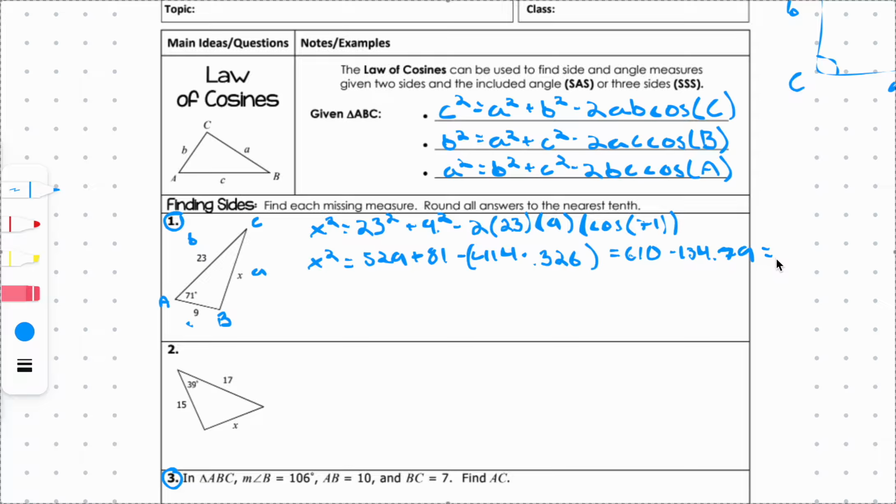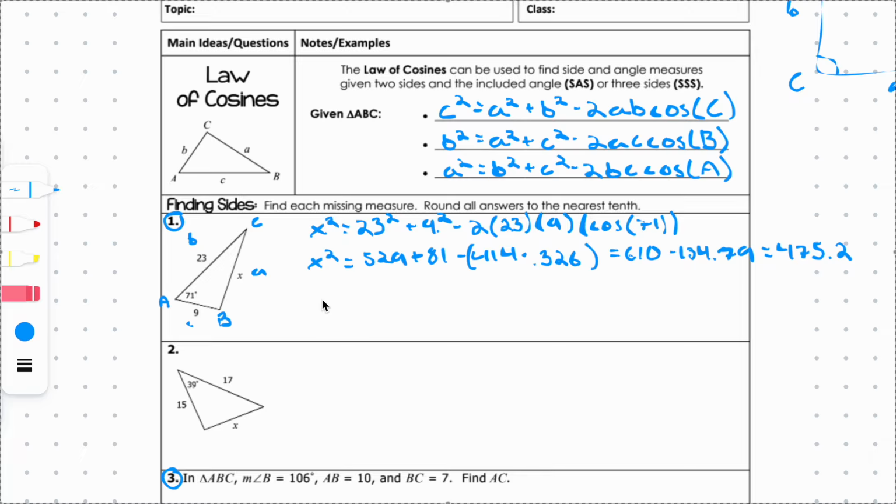134.79. And now when you do that all out, 610 minus 134.79 gives us 475.2. And then we want to take the square root of that, right? Because x squared equals 475.2. And so the square root of 475 would give us about 21.8.